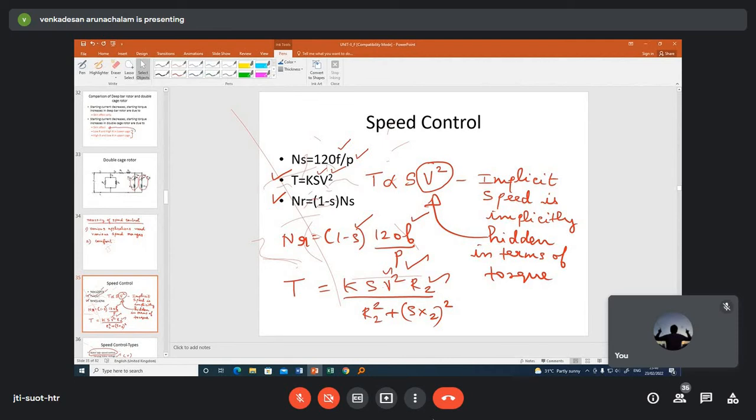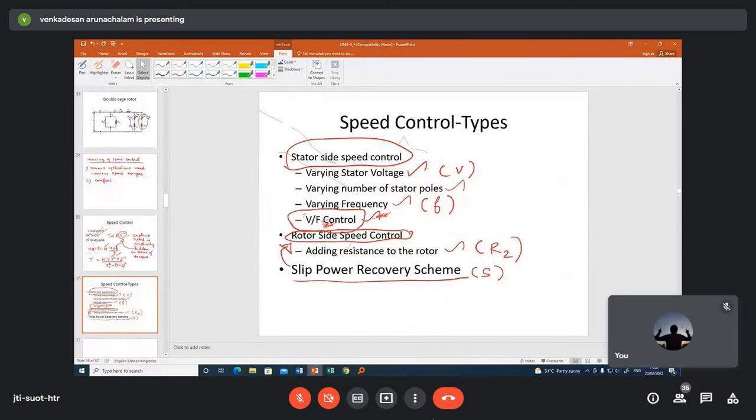So if you approximate the torque equation for linear region, I can write torque is proportional to slip into V squared. Torque is proportional to slip into V squared, and from that I can understand that if I vary the stator voltage, the torque of the machine can be varied, and in turn the speed of the machine can be varied. So based on this, you have different types of speed control methods classified into two categories. One is stator side speed control method, another one is rotor side speed control method.